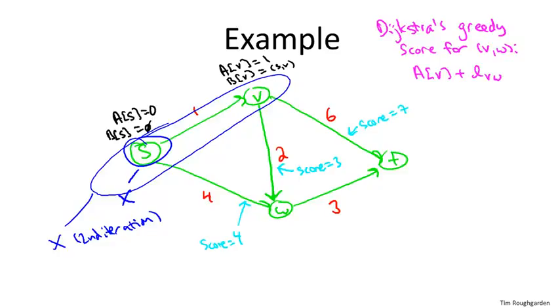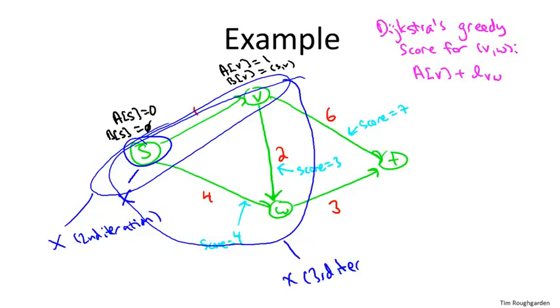So since the edge V comma W has the smallest score, that's the one that guides how we supplement X and how we compute the shortest path distance and the shortest path for the newly acquired vertex W. So the changes are, first of all, we enlarge X. So X is now everything but T. And then how do we compute things for W? Well, our entry in the A array is just going to be Dijkstra's greedy score from the previous iteration. So that was 1 plus 2, which is equal to 3.